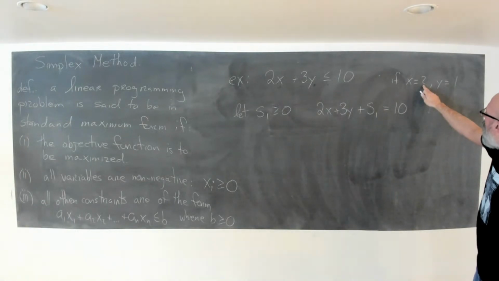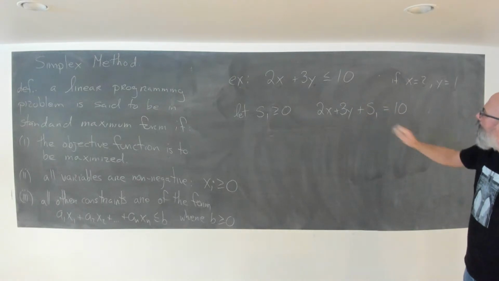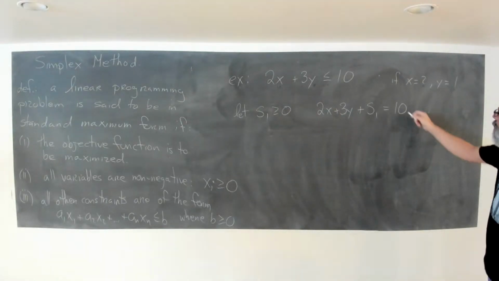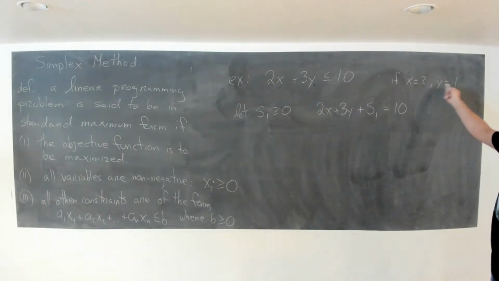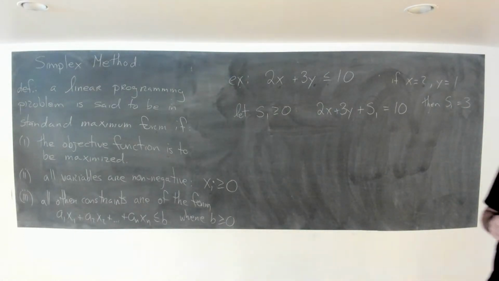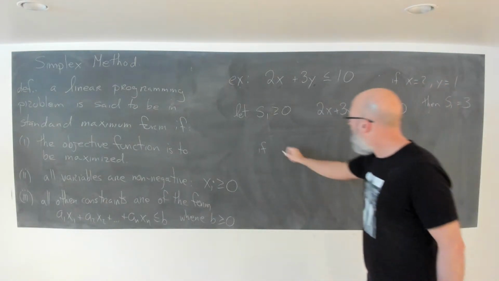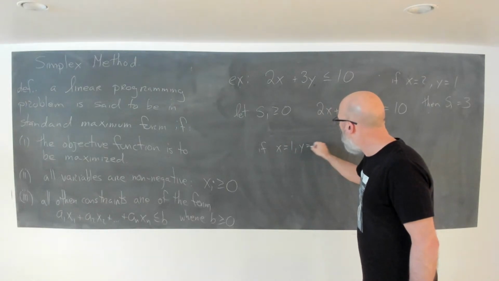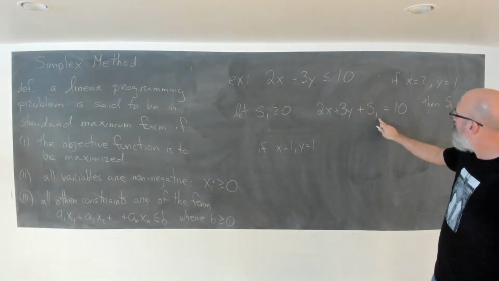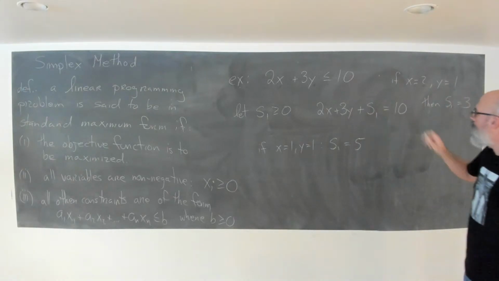So in the case that x is 2 and y is 1, S1, right? 4 plus 3 is 7. S1 would be 3. If x is 1 and y is 1, this is 2 plus 3, that's 5. S1 is going to be 5 as well. So that 5 plus 5 is 10.